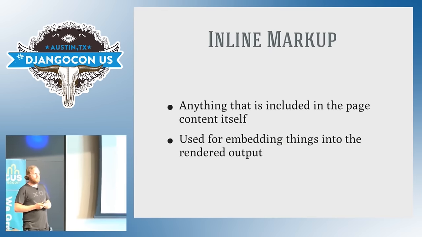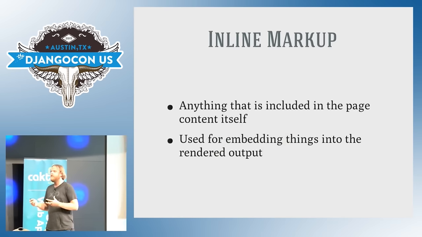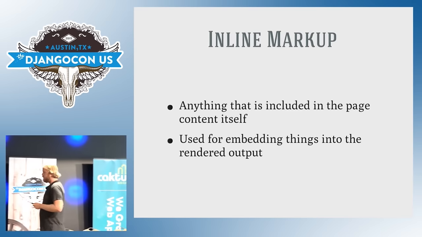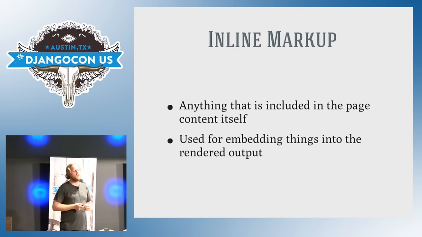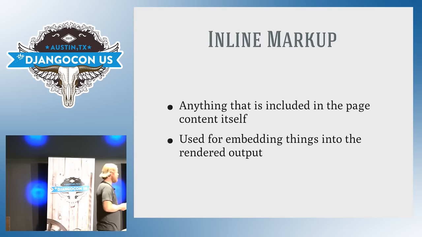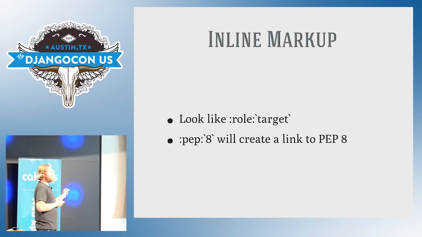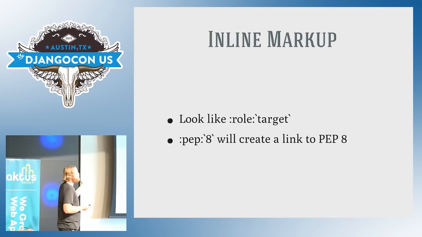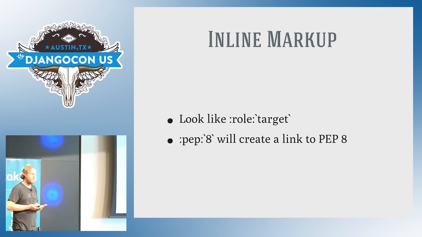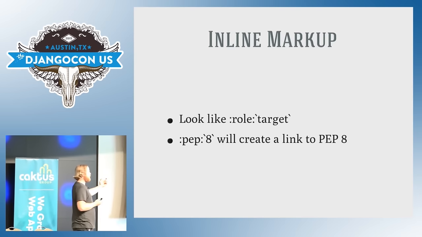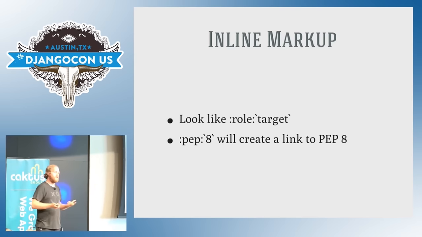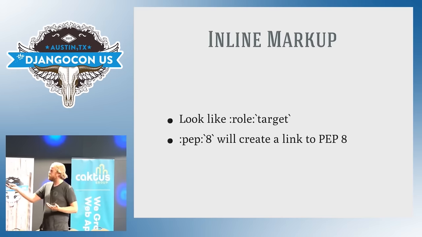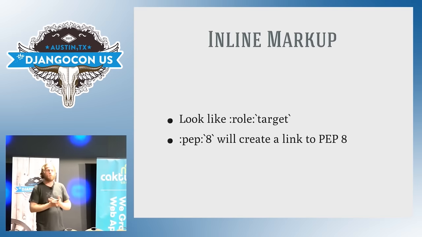So the other option that restructured text gives you is inline markup. And this is anything that's included within the paragraphs and the content of the text itself. And this is mainly used for making things bold, making things italics, all that kind of stuff. So this just looks like a set of colons with an arbitrary role, and then backticks with an arbitrary target. So again, the PEP8 example here is an example of something like this, right? We're saying, put in something that's called PEP and give it an argument of 8. And that's basically just another type of function call to generate that documentation. In this case, it'll generate a link to PEP8, but really it can do anything, right?